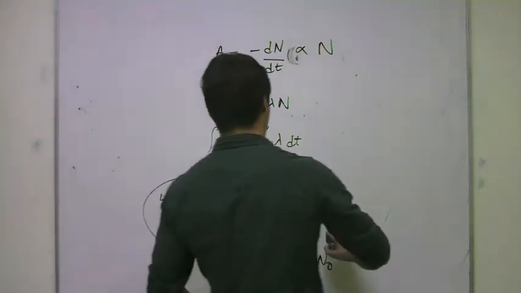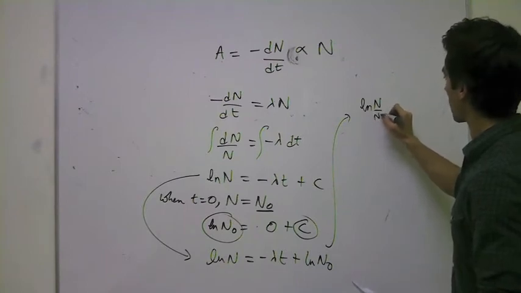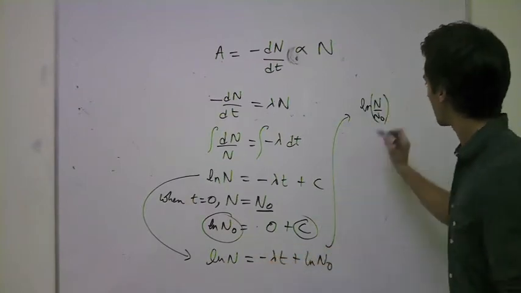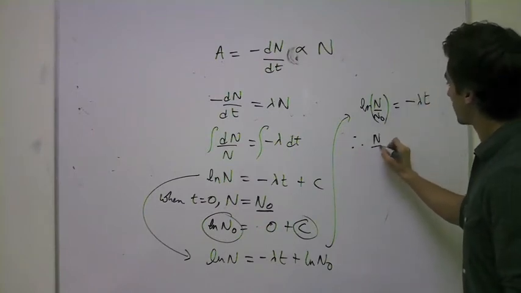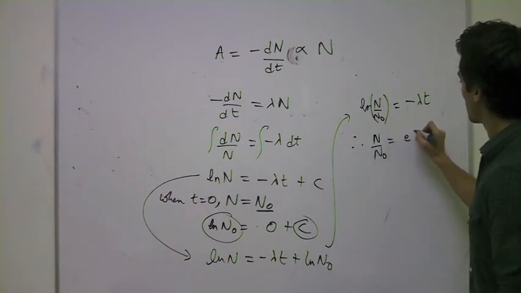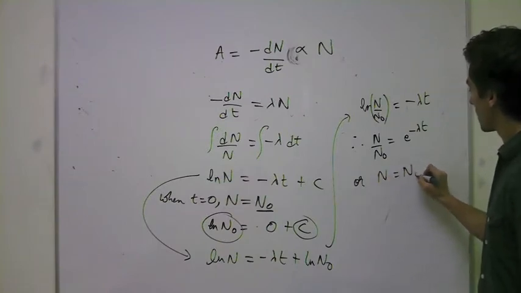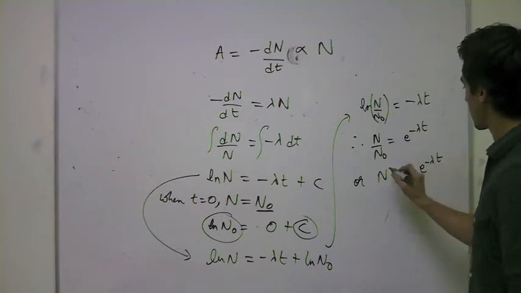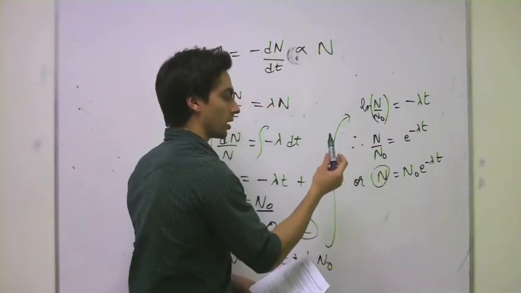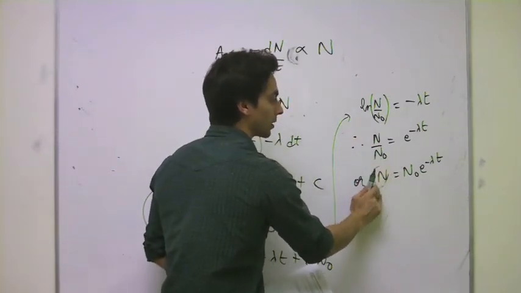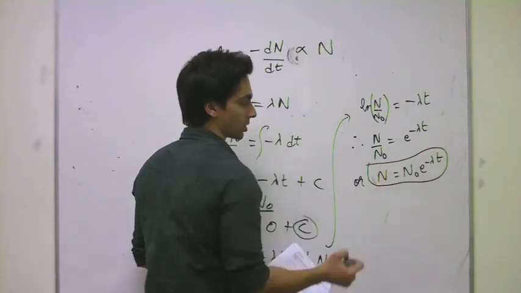So from here we have ln N over N naught, bringing the ln N over there, equals minus lambda t. Therefore N over N naught equals e raised to the power minus lambda t, or N equals N naught e raised to the power minus lambda t. So you can see that the number of radioactive nuclei present in a sample decays exponentially with time.